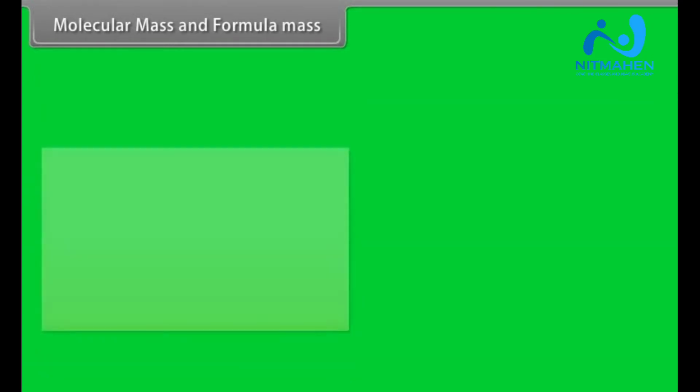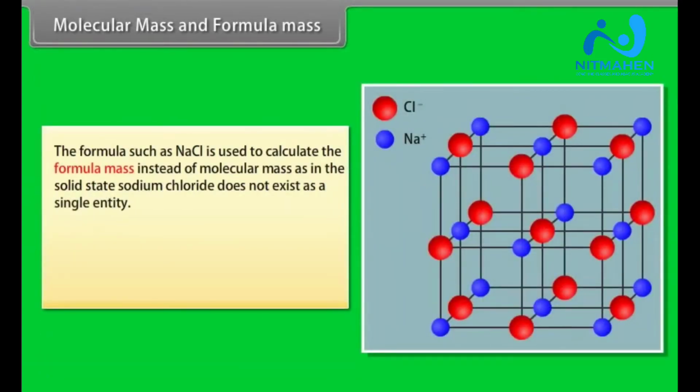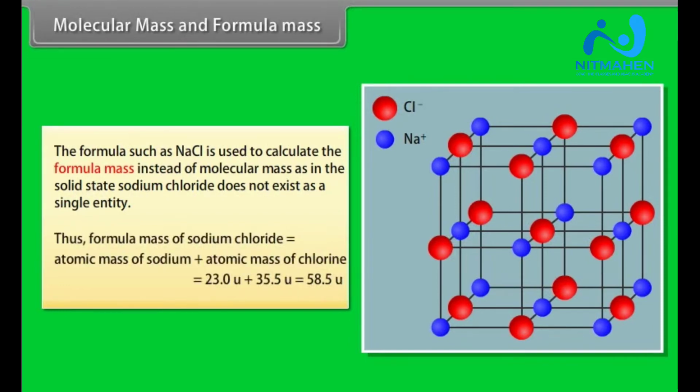18.02 u. The formula such as NaCl is used to calculate the formula mass instead of molecular mass, as in the solid state sodium chloride does not exist as a single entity. Thus, formula mass of sodium chloride is equal to atomic mass of sodium plus atomic mass of chlorine is equal to 23.0 u plus 35.5 u, which is equal to 58.5 u.